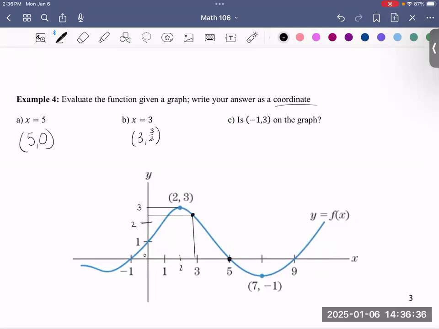Let's do it one more time. C is negative 1, 3 on your graph. Well, when x is equal to negative 1, what is your y coordinate? Well, your y coordinate is 0. So does that mean negative 1, 3 is this coordinate on your graph? No, not on the graph.